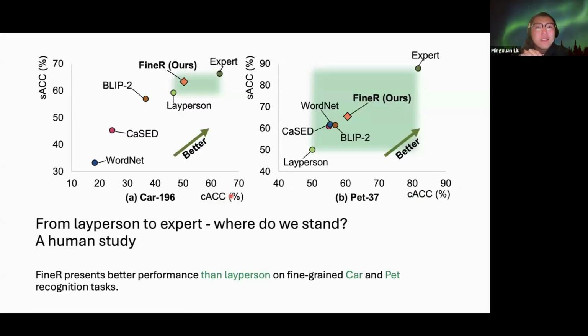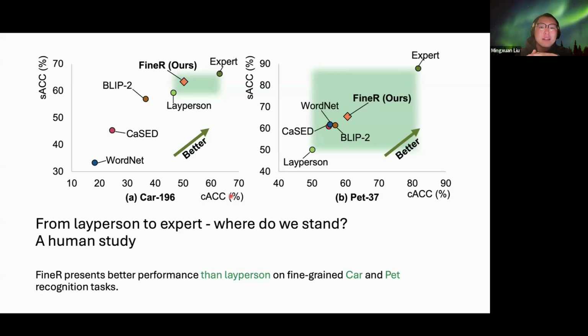Further than that, we are very curious about how this system will perform compared to humans. So we conducted a human study. We sent out questionnaires to some laypersons, who are not experts in cars or pets, and we let the humans discover the names from the unlabeled data, and then we compare the results of human discovery with our system.